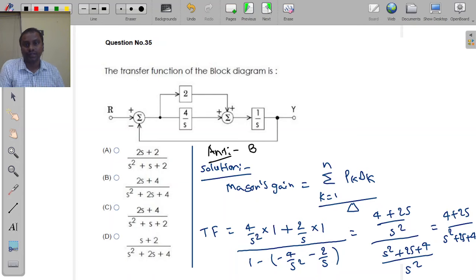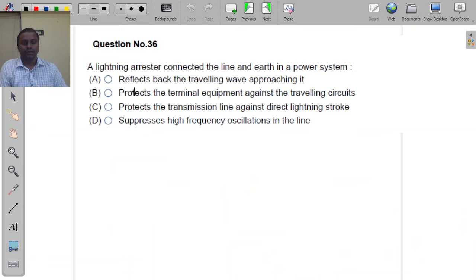Next, moving to the next question. A lightning arrestor connecting the line and earth in a power system reflects back the traveling wave approaching it, protects the terminal against the traveling wave, protects the transformer against direct lightning strokes, or suppresses the high frequency. The answer is B. Answer for this question is option B.